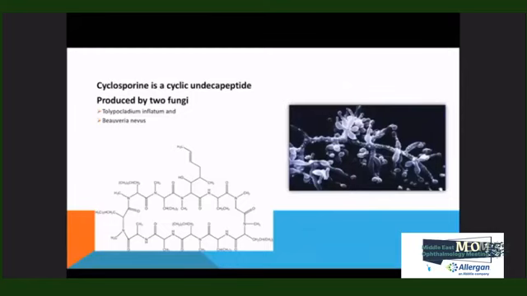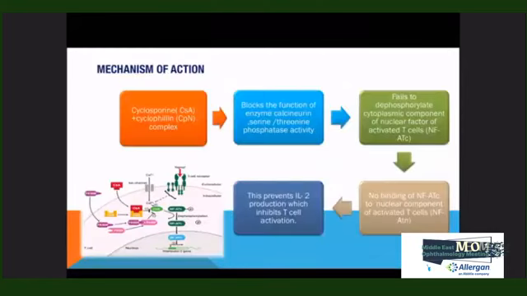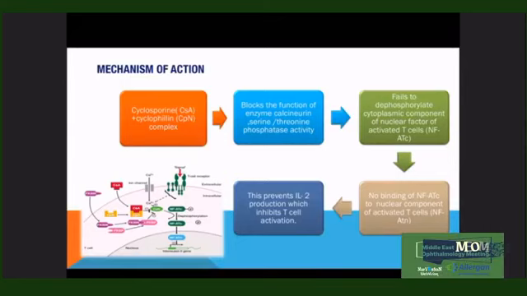So as far as the mechanism of action is concerned, it involves the formation of a complex of cyclosporine and cyclophilin, which blocks the function of the enzyme calcineurin serine phosphatase, that starts a cascade of events, eventually leading to the prevention of interleukin 2 production, which then inhibits the activation of the T cells.